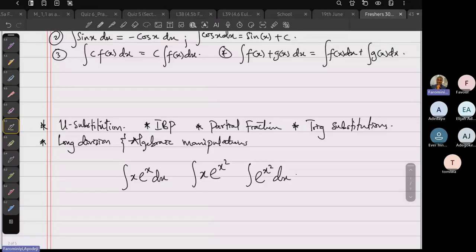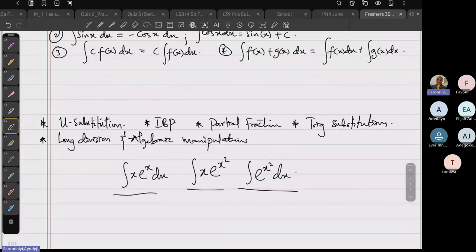These three things look alike, except for the fact that the third one does not have the x out front, but they require different techniques of solution. That's why integration is wild compared to differentiation. When you see something in differentiation, you already know what to do. So it's a nice skill to be able to identify the appropriate technique to use when you want to integrate.